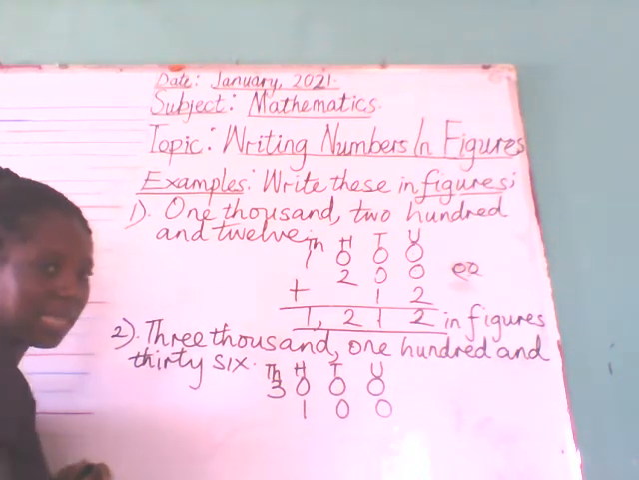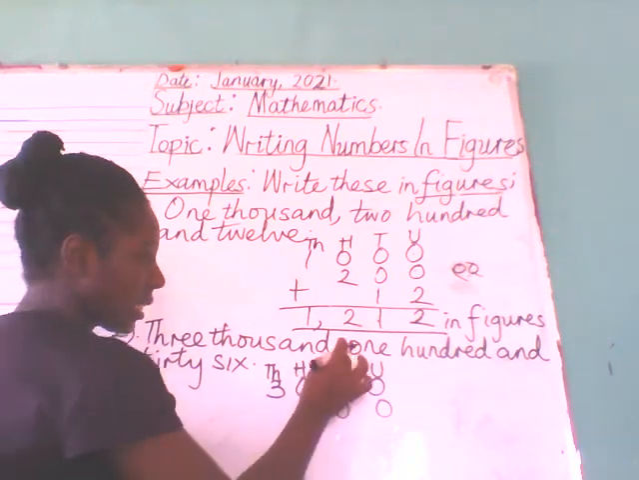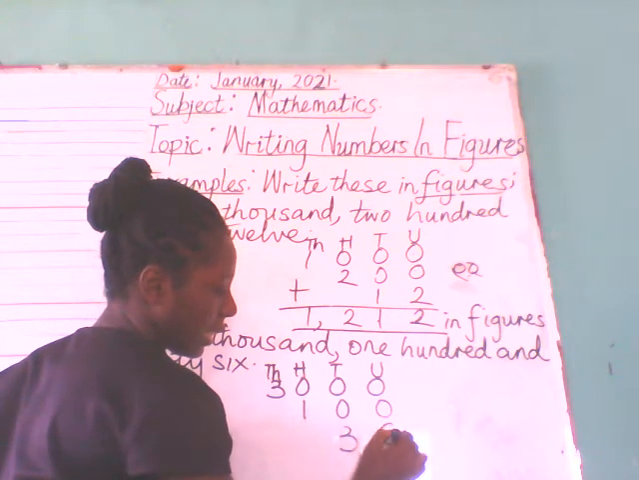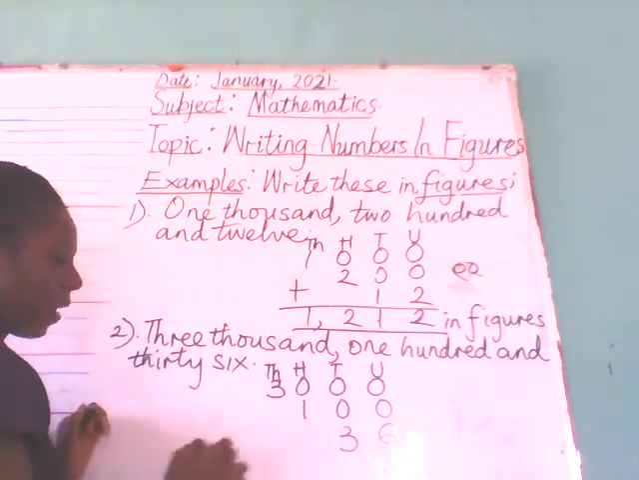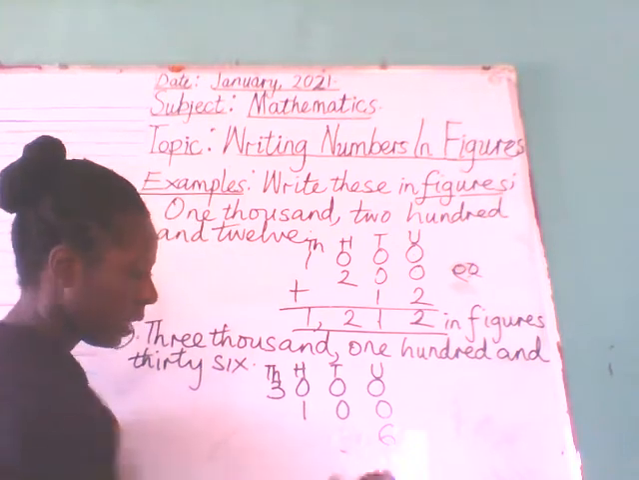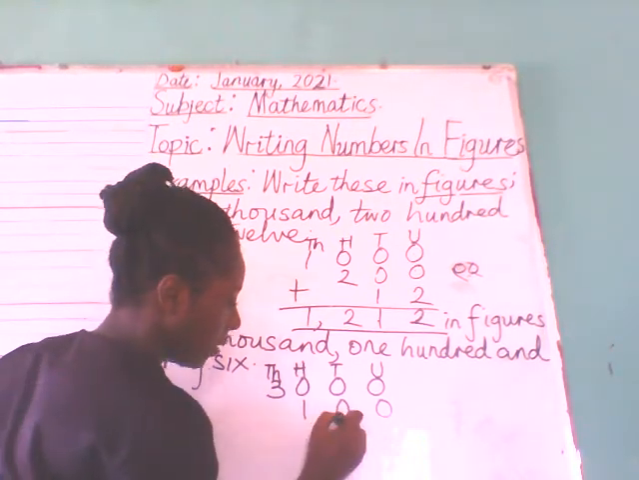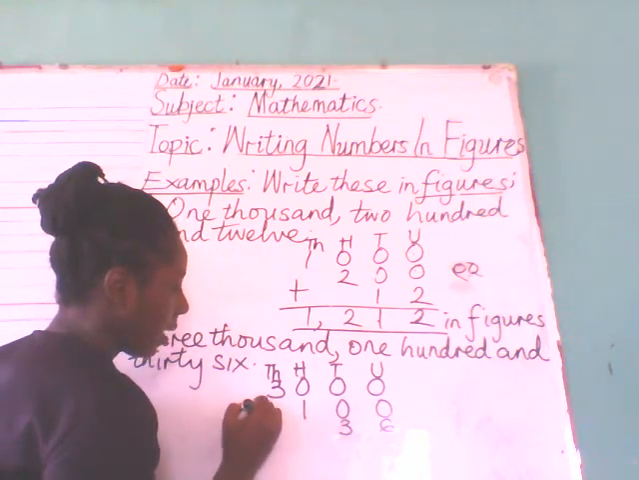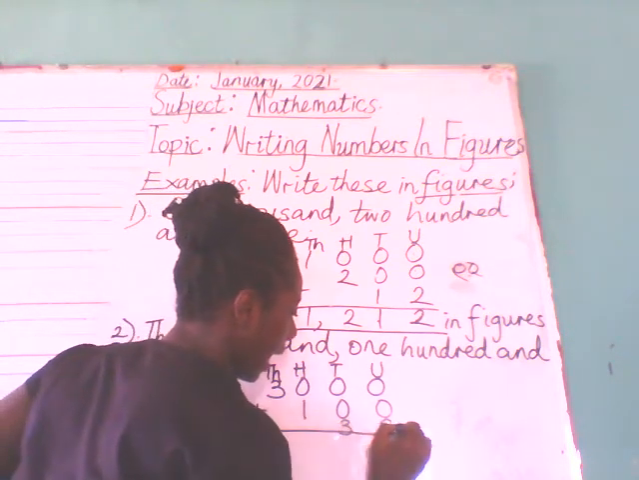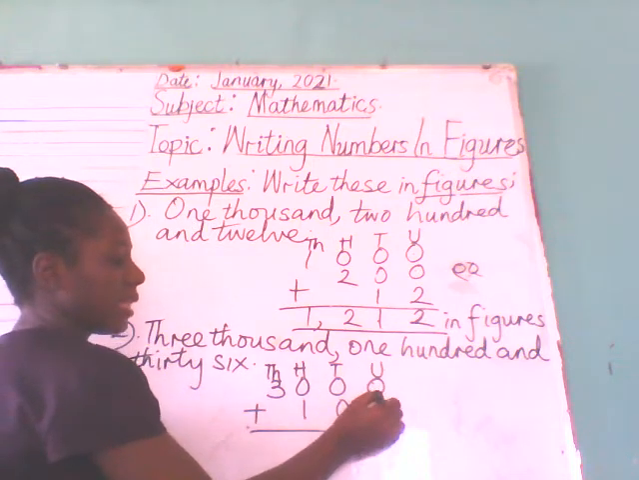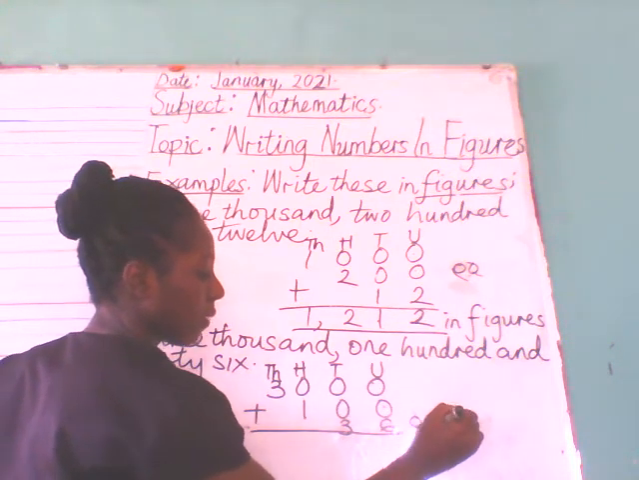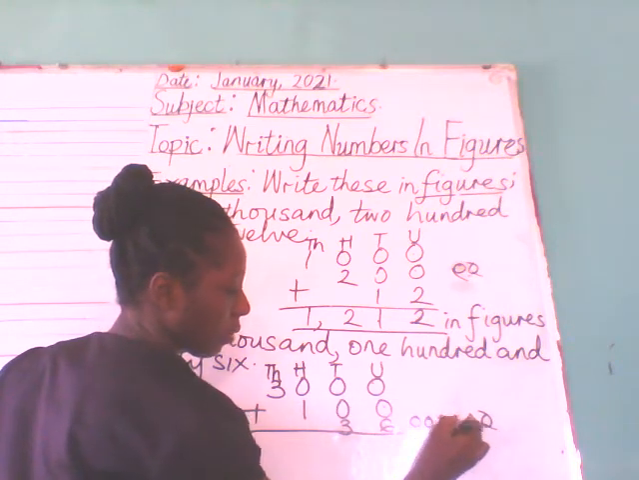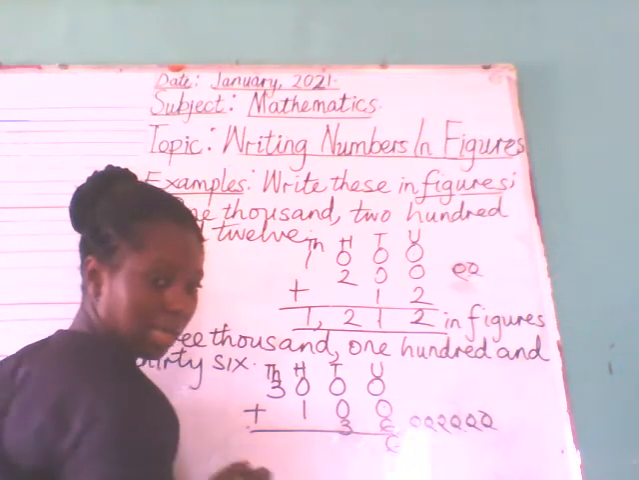How do I write 36? 3 and 6 is 36. I come to my tens now. I start from tens: 3 and 6, 36. Now let's add up. Then I write my plus. Nothing plus 6 gives 6. Then I write my 6 here.